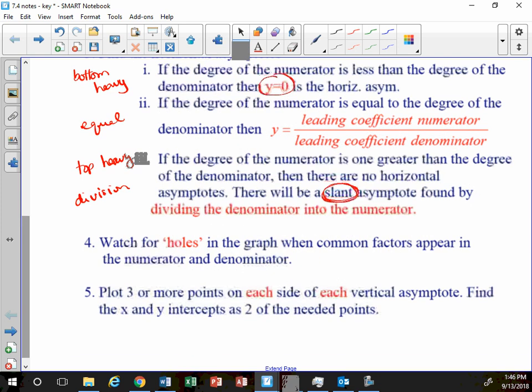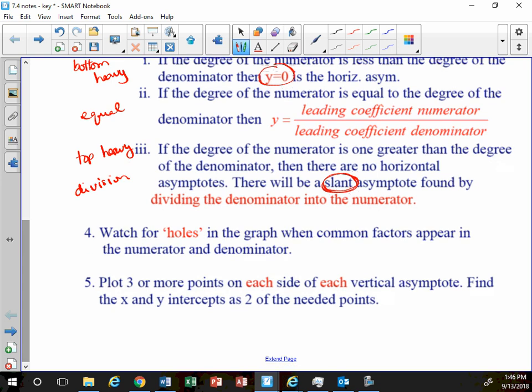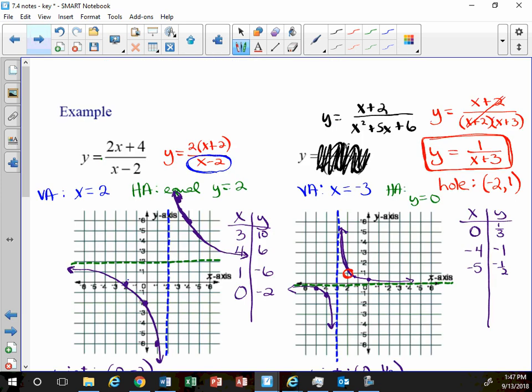Do you guys remember what degree is, like what I'm talking about when I say degree? Someone want to tell me what degree is? The highest exponent when it's written out in standard form. Good. And then the other piece we have to look for is a hole in your graph, and that just happens if after you've factored, a factor cancels out with both numerator and denominator. Okay? All right, so let's do this with some examples so you can see what it looks like.